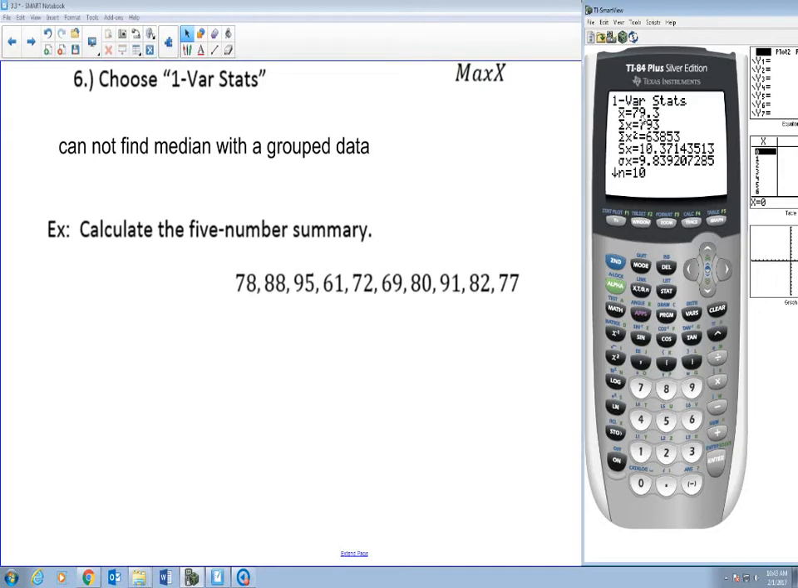So here my mean is 79.3. Now I need the 5-number summary, so I will go down. See right here, go down. Minimum X is 61, Q1 is 72, median 79, Q3 88, maximum is 95. So this is your 5-number summary. That's how you find it.